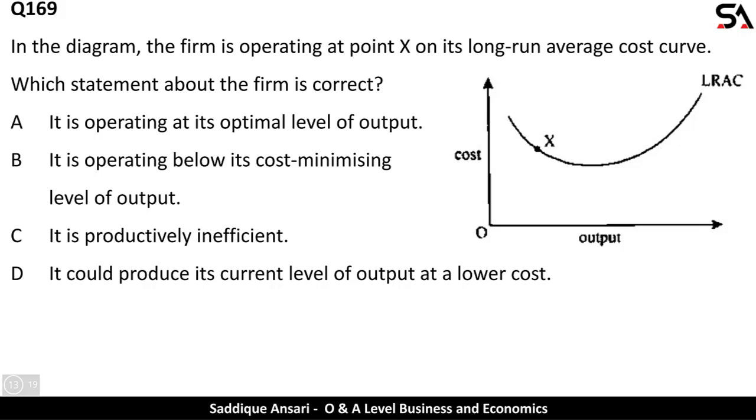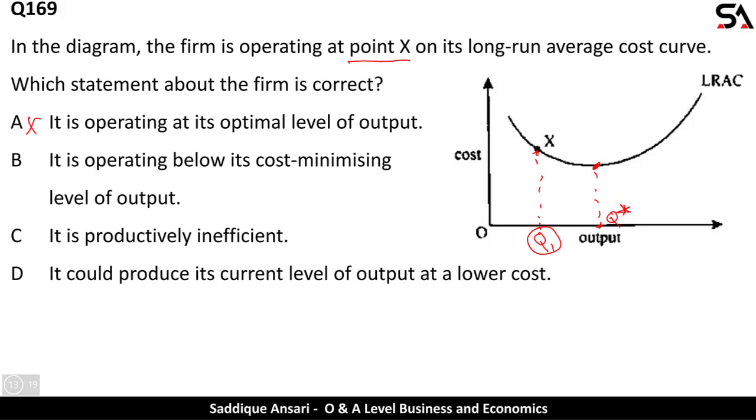Next, in the diagram, the firm is operating at point X on its long run average cost curve. Which statement about the firm is correct? So the firm is operating here. This is the output. Let's suppose the firm is producing Q1. The optimal output where the long run average cost will be minimum is here. Let's call it Q star. Now, is it operating at its optimal level of output? Of course it is not, because Q1 is less than Q star.